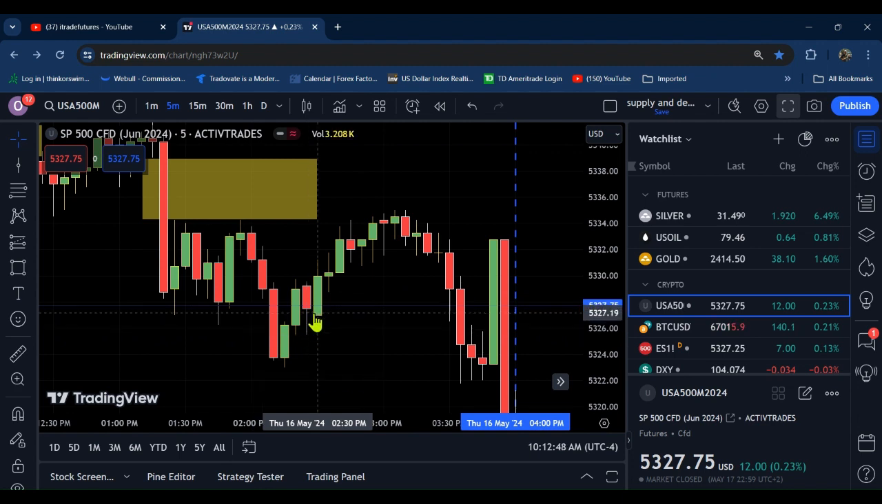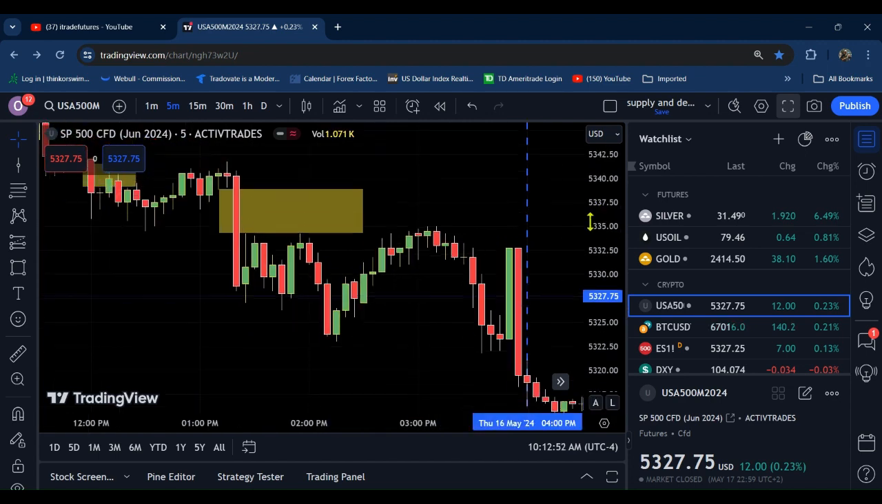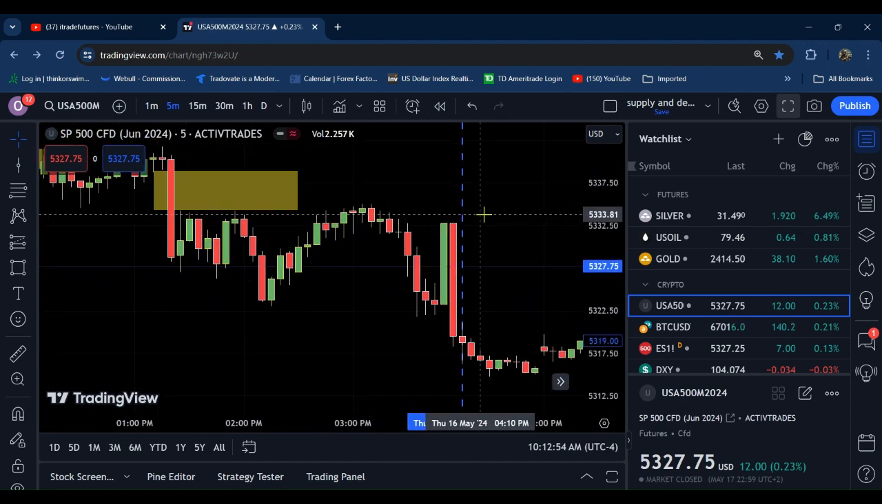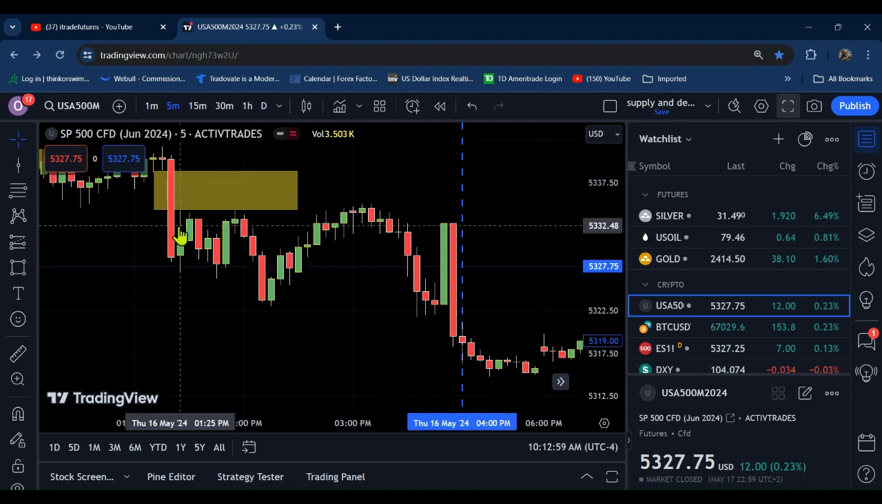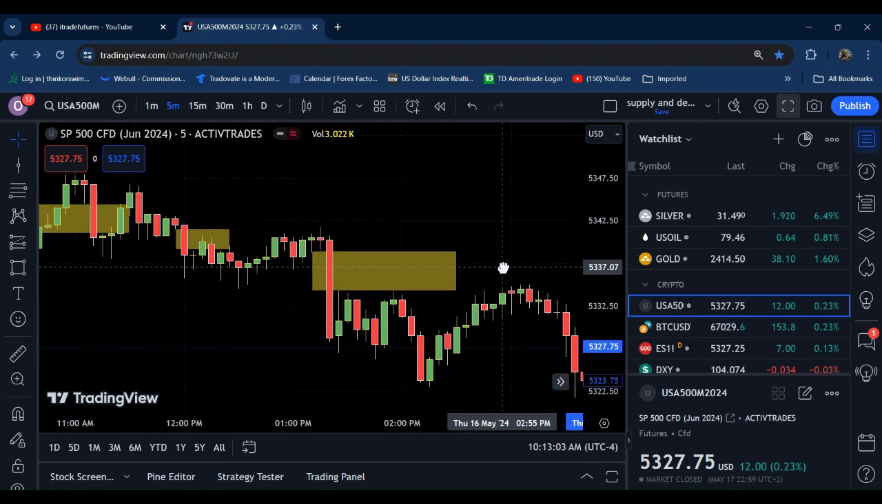So you would probably be safe to enter there for a little bit of a move back up, but I wouldn't do that. I wouldn't, because you've already made your money. There's no sense in risking it on another trade.